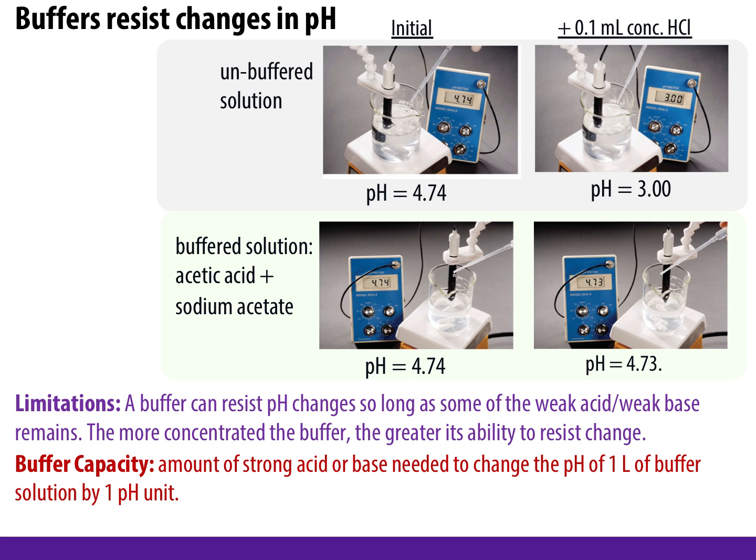Next, let's look at what happens when we actually try to affect our buffer. So an unbuffered solution here of just water with a little bit of acid in it to make it a pH of 4.74.